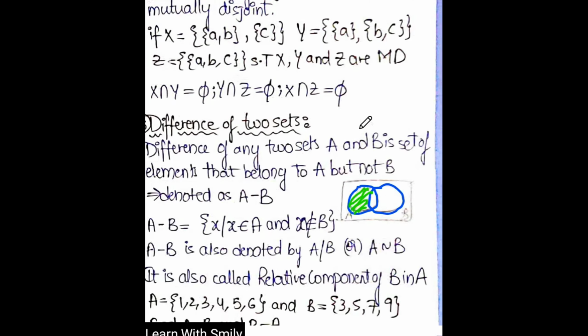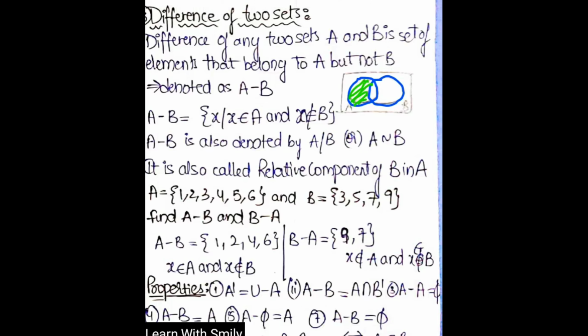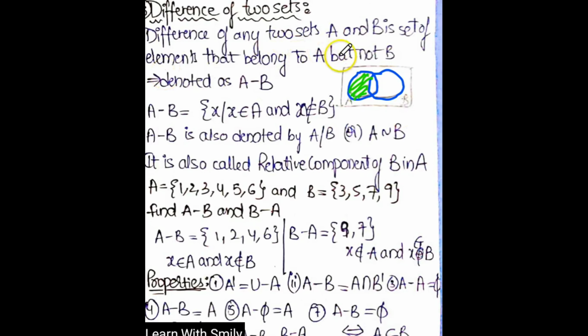Okay. Now the third operation on sets is the difference of two sets. Let's take capital A and capital B sets. The difference is the set of elements that belong to A but not B. So this is the Venn diagram. A minus B includes the complete elements of A but not B, and is denoted as A minus B. The implication is A minus B equals X, where X belongs to A but not B.